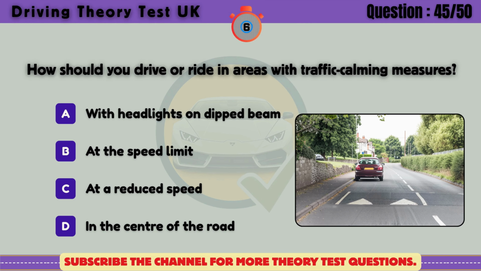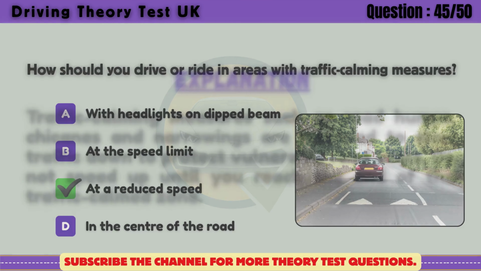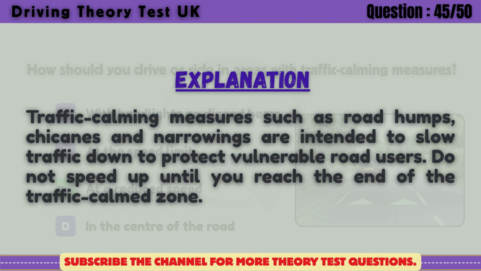Answer is C. At a reduced speed. Traffic calming measures such as road humps, chicanes and narrowings are intended to slow traffic down to protect vulnerable road users. Do not speed up until you reach the end of the traffic calmed zone.